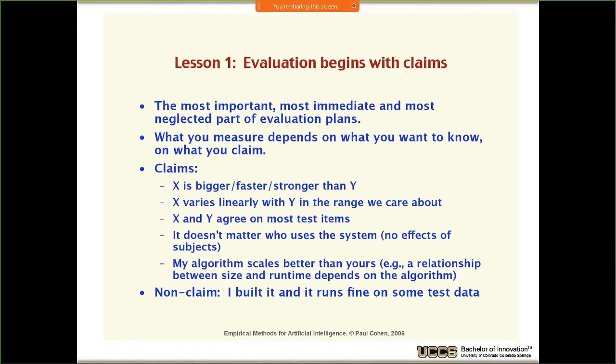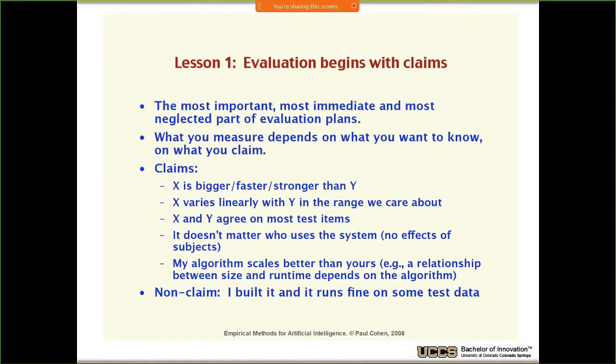So claims like X is bigger, faster, stronger than Y, very clear claim, right? I can measure things about X and Y and it's figured out. Another precise one, X varies linearly with the range we care about. X and Y agree on most test items. Most is a little fuzzy, but it's still possibly there.